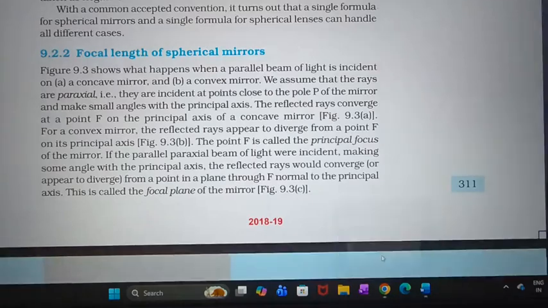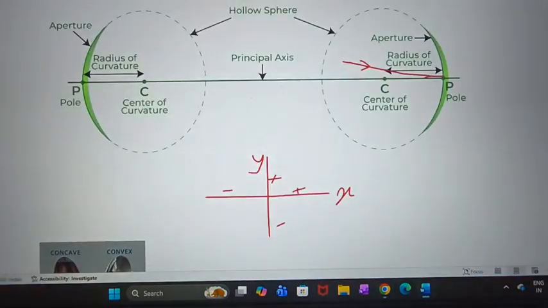When paraxial rays, like a parallel beam of light, are incident on a concave mirror, they all get reflected and converge at one particular point. That is called the principal focus. The reflected rays converge at one particular point, that is the principal focus. This is in the case of a concave mirror. But if it is a convex mirror, the reflected rays will appear to diverge from a point. Converging is when, after reflection, they all meet at this one particular point.